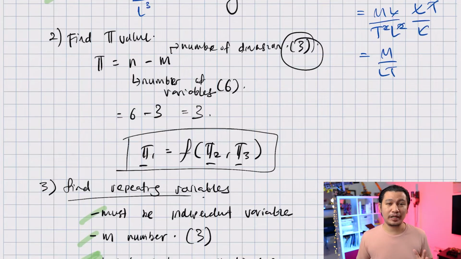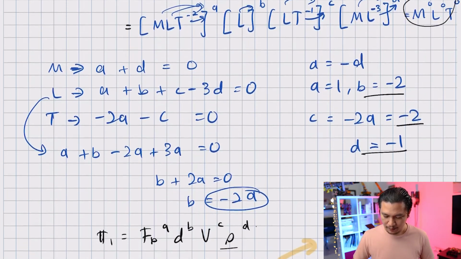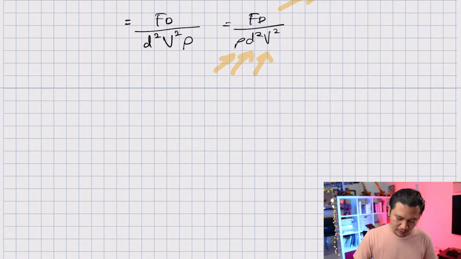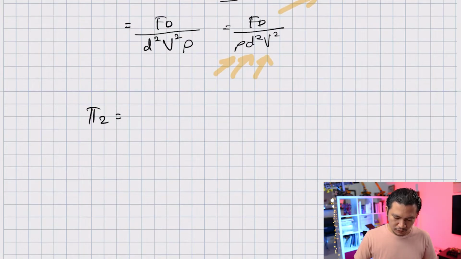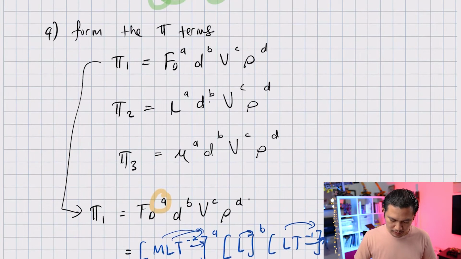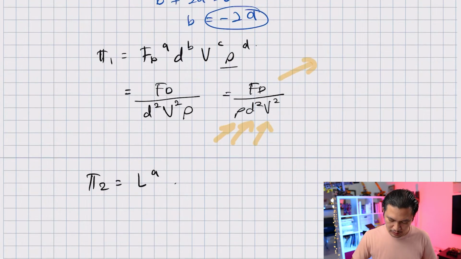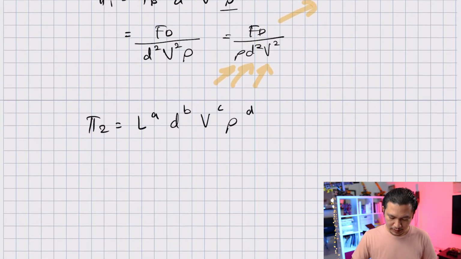Now finding pi 2 and pi 3 is going to be straightforward because we already find pi 1. And the steps are similar. Now let's take a look at how to find pi 2. First of all, pi 2 is L to the power of A, D to the power of B, V to the power of C, rho to the power of D. And let's just do it again.